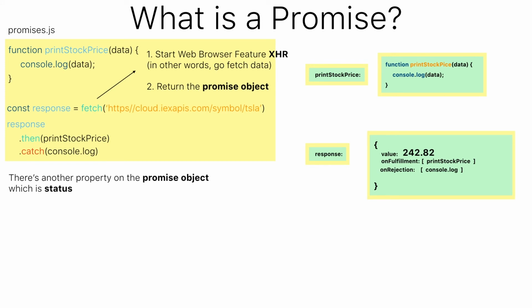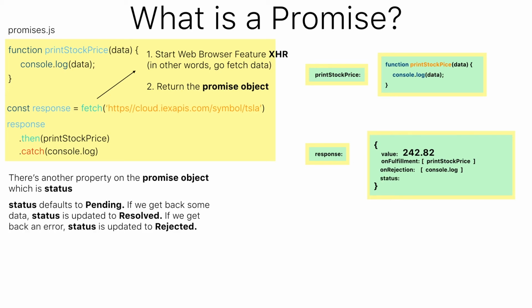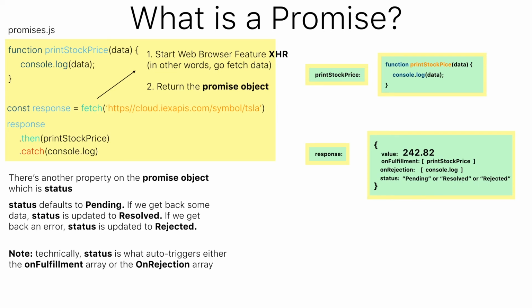There's another property on the promise object, which is known as status. And when we first create a promise, status defaults to pending. If we get back some data, status is updated to resolved. If we get back an error, status is updated to rejected. And so I've updated the promise object with the status property, and its value can be one of three things. It is either pending, it is resolved, or it is rejected. And technically, status is what auto-triggers either the onFulfillment array or the onRejection array.